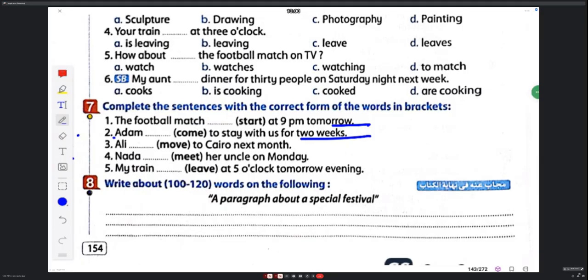My train leaves. Leaves is a fixed timetable, for trains, planes, buses, schools, lessons, films, theater, and so on. So it is in the present simple. A paragraph about a special festival.